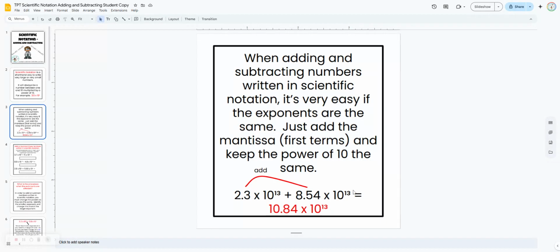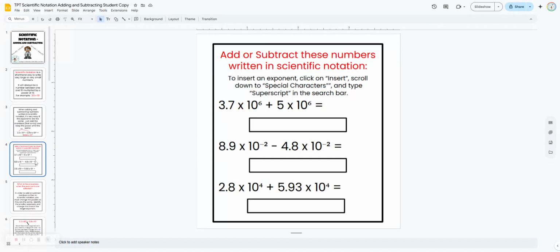If the exponents are the same, then we just add these two numbers. We call it the mantissa, those first terms. And then we leave our 10 to the 13th the same. So students are going to practice doing that on the next slide. They've got 3 problems to add in scientific notation. You can see that the exponents are all the same.